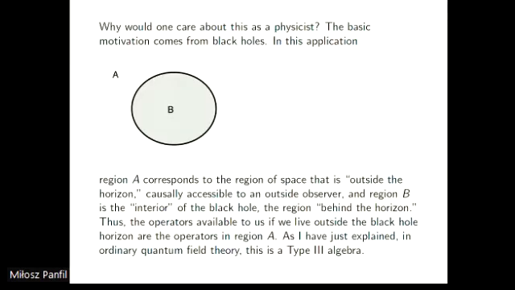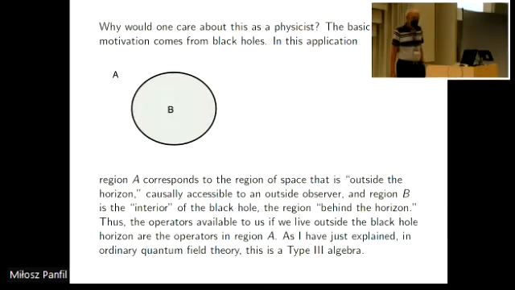Well, as a physicist, why would one care about this? The basic motivation comes from black holes. In the application to black holes, region A would be the region of space that's outside the horizon, in other words, causally accessible to an outside observer. Region B is the interior of the black hole, the region behind the horizon. Thus, the operators available to us if we live outside the black hole horizon are the operators in region A. And as I've just explained, in ordinary quantum field theory, this is a type 3 algebra.